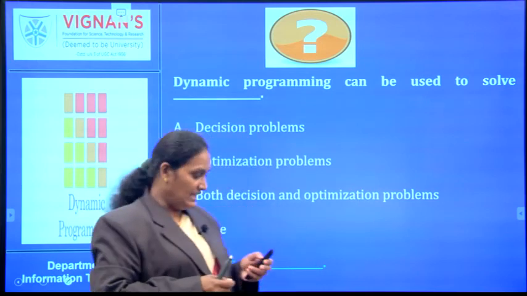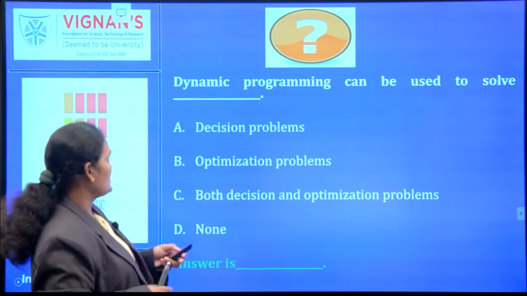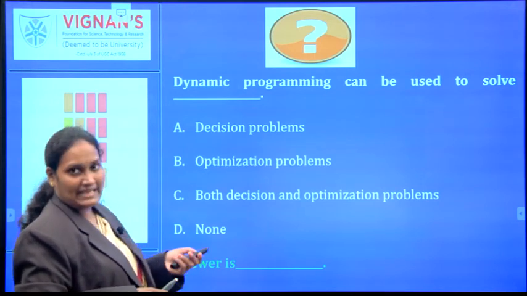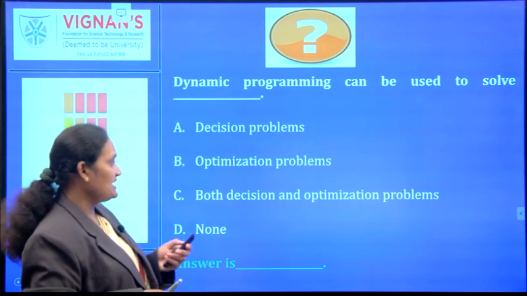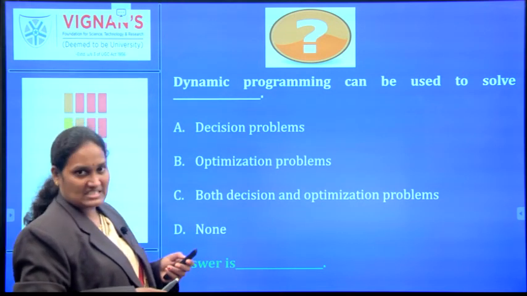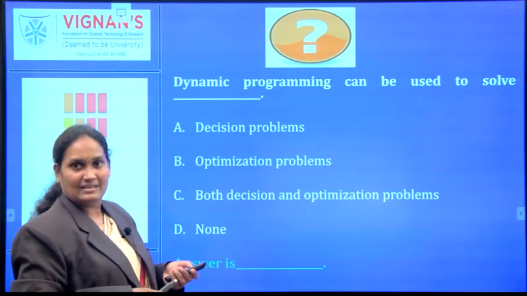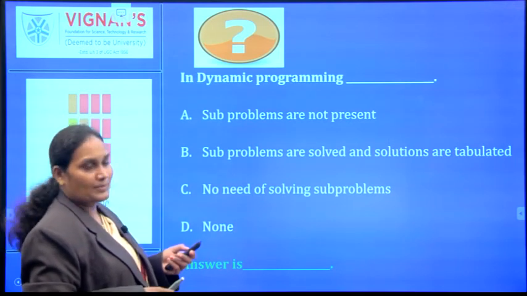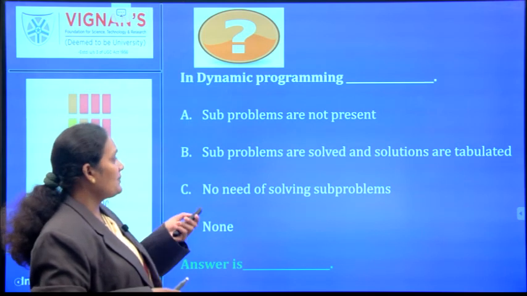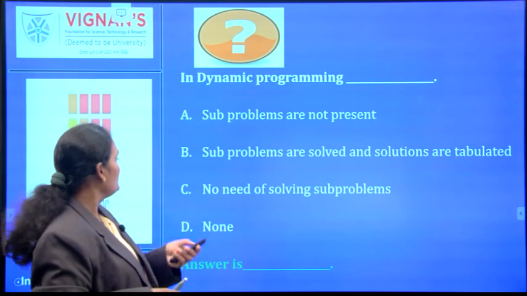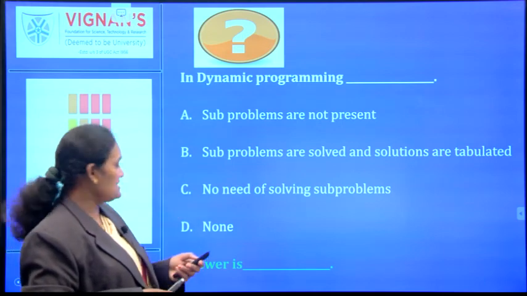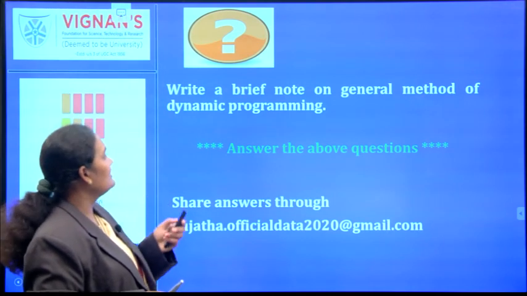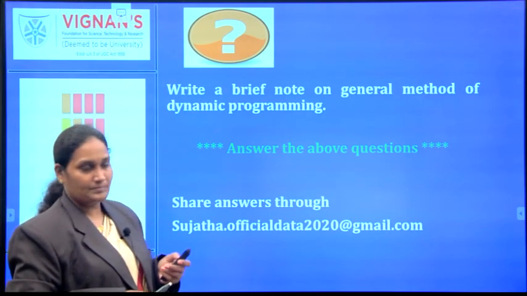To assess yourself, here I have given some questions. Please answer them. The first question is, dynamic programming can be used to solve: option A, decision problems; option B, optimization problems; option C, both decision and optimization problems; option D, none. The next question is, in dynamic programming: option A, subproblems are not present; option B, subproblems are solved and solutions are tabulated; option C, no need of solving subproblems; option D, none. The next question is, write a brief note on the general method of dynamic programming.